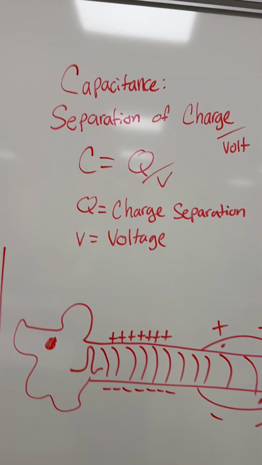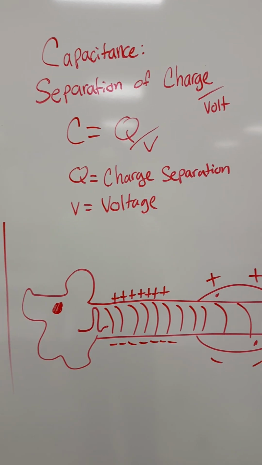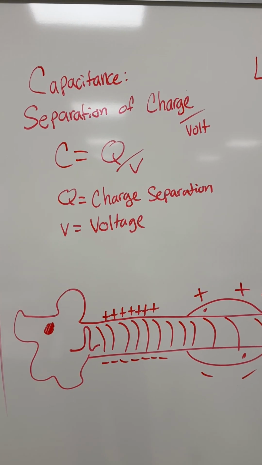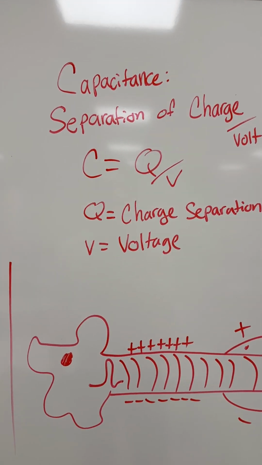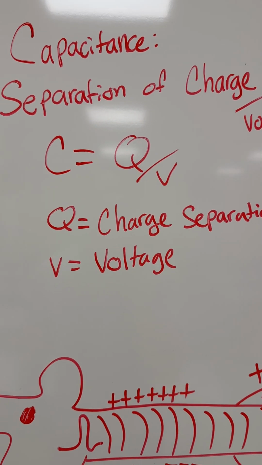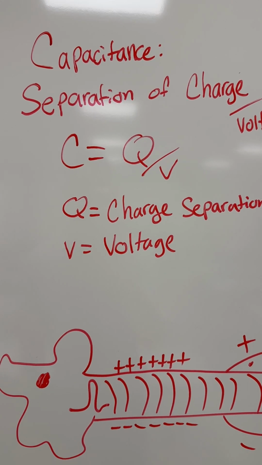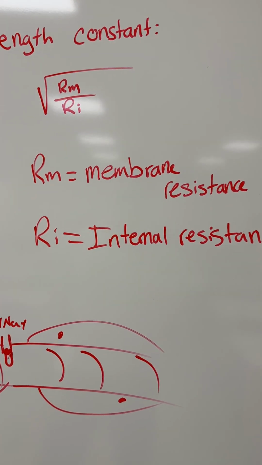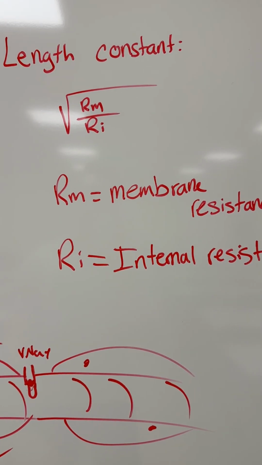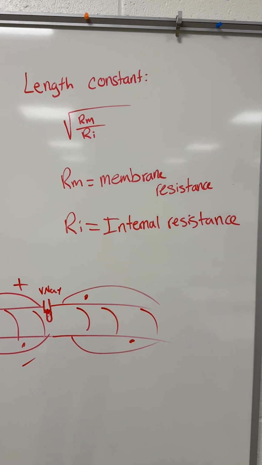So capacitance is reliant upon conductance, which is the ability of ions to cross the cell, and capacitance is the separation of charge per volt. So our equation here is capacitance equals the charge separation divided by the voltage, right? And then our equation for the length constant is that the length constant is equal to the square root of the membrane resistance divided by the internal resistance.